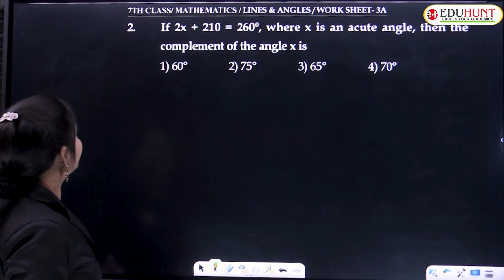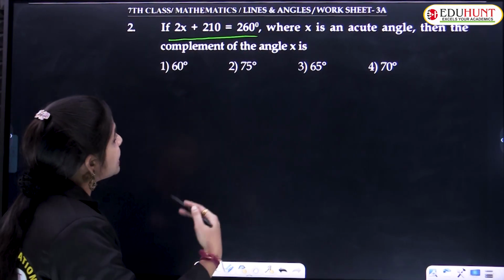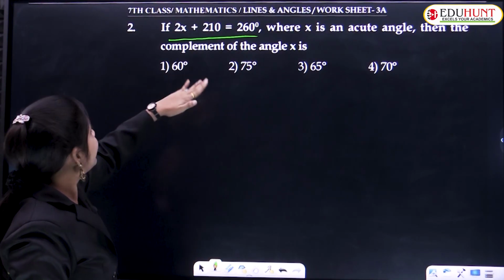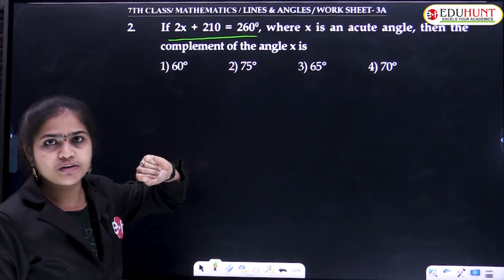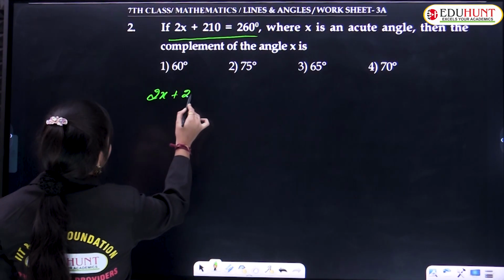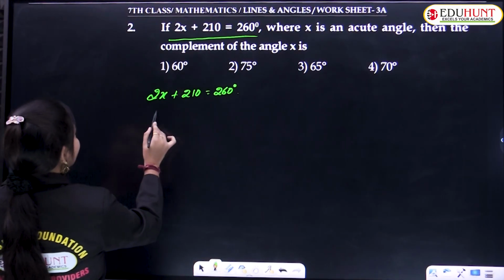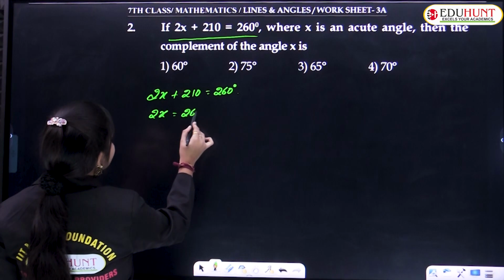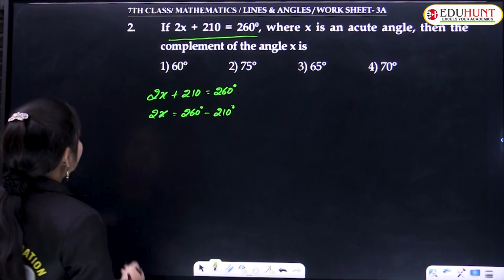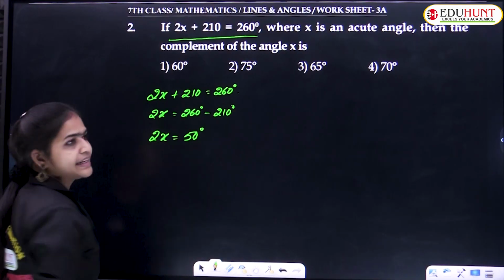Okay, yes. Second one: if 2x plus 210 is equal to 260 degrees, where x is an acute angle, just like the previous one, first we need to find the x value. Then the complement of x we need to find out. See here, 2x plus 210 is equal to 260 degrees. Now here 2x is equal to 260 degrees minus 210 degrees. Plus 210 becomes minus 210. Now 2x is equal to 260 minus 210, which is equal to 50 degrees.